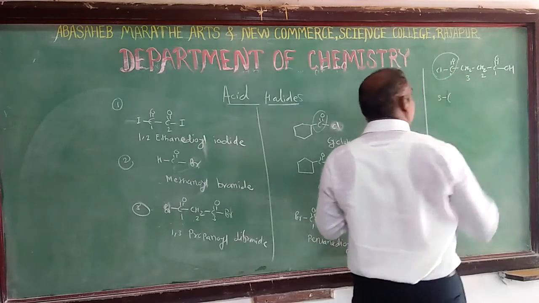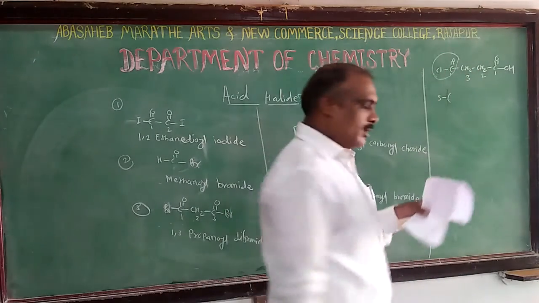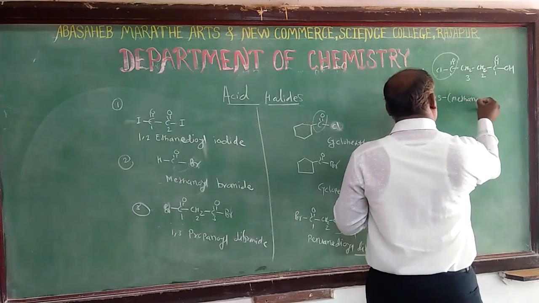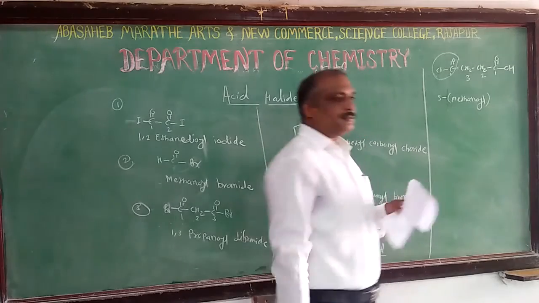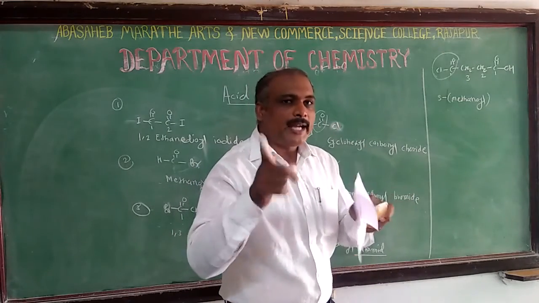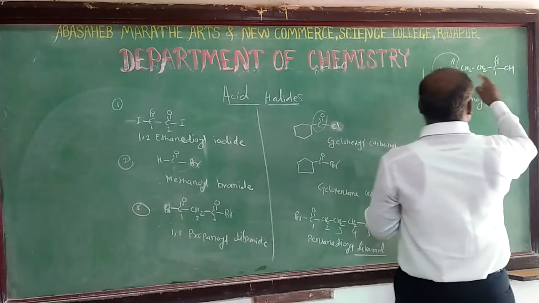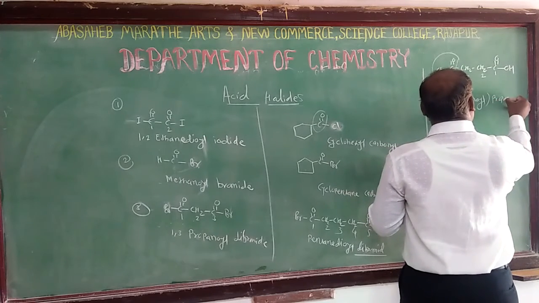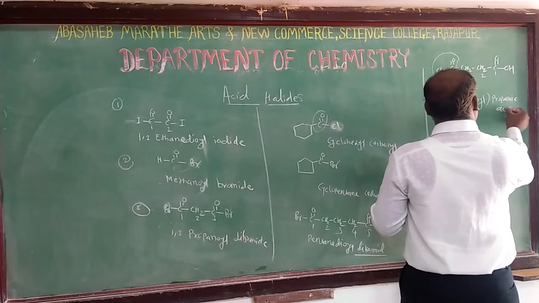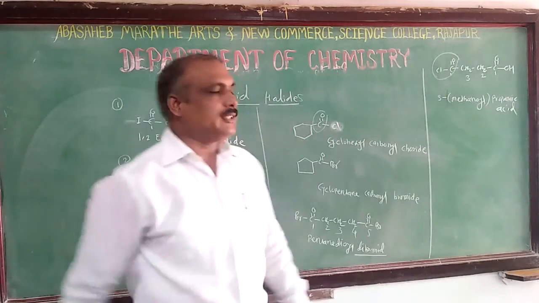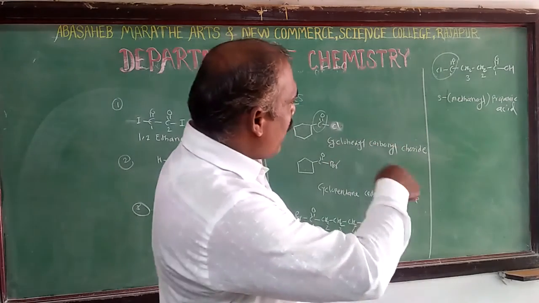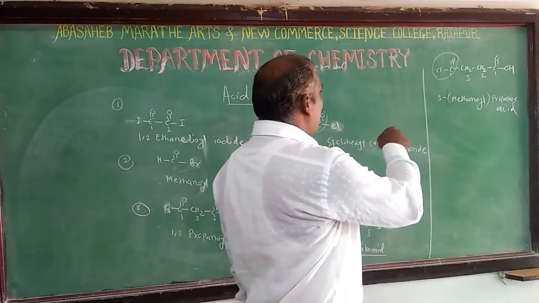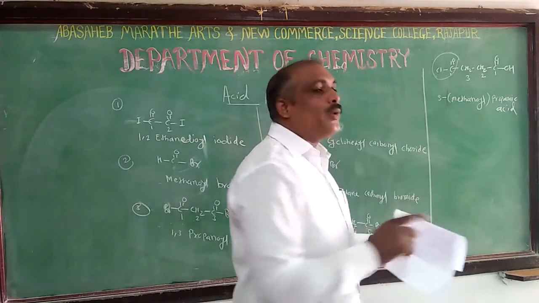What is this functional group? Methanoyl. The name of the parent alkane, what is the name? Propanoic acid. This is the correct name. The third position has the methanoyl group, and therefore 3-methanoyl propanoic acid.